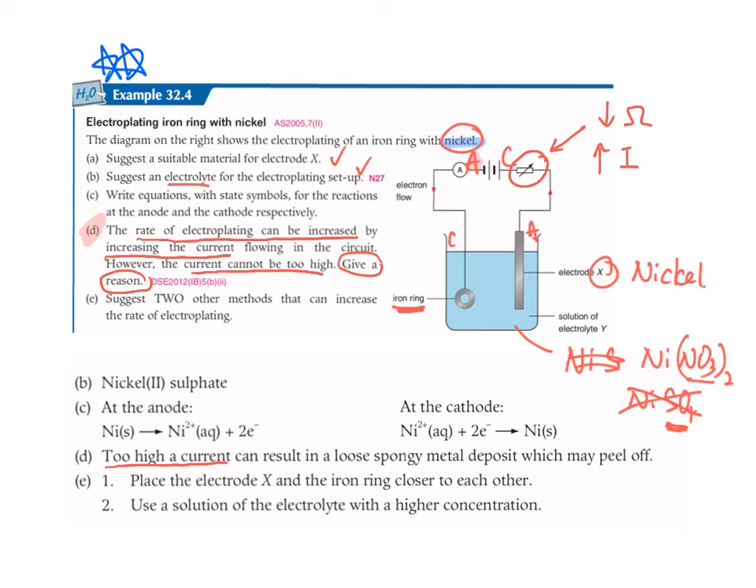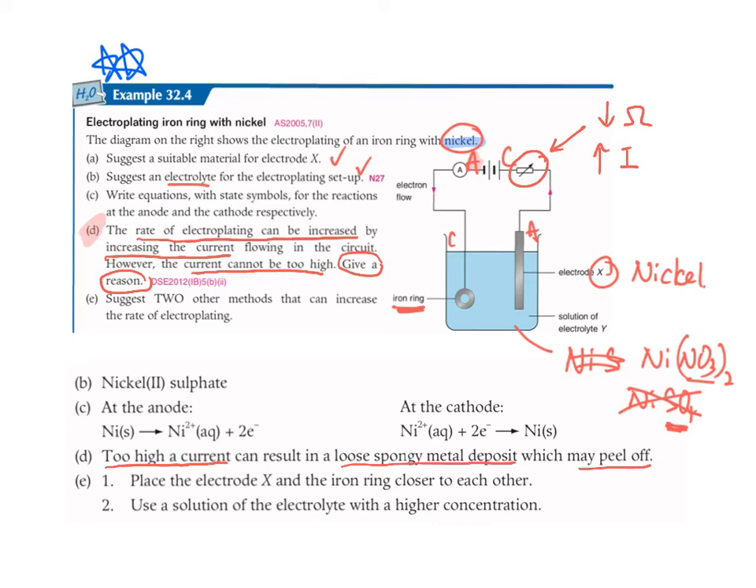If you make it too high, the metal tries to stick onto the object very fast, and it may be plated on loosely. So the deposit may peel off easily. If the current is too high, the metal will stick on very, very fast, and maybe the quality is not good. So therefore, you have to control the conditions.